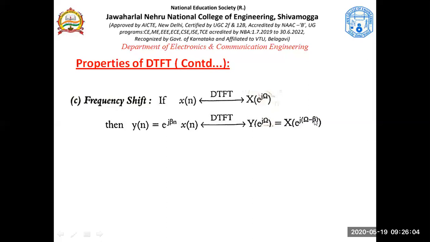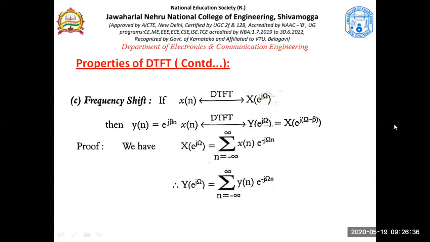Understand? So if there is a shift in the frequency, that shift is compensated on the time domain by giving this exponential to the time domain signal. So that is e power j beta n. If it is minus beta, plus beta should come on the time domain. If it is plus beta, the minus beta should come on the time domain. So this is the frequency shift property. Let's see how they have proved this.